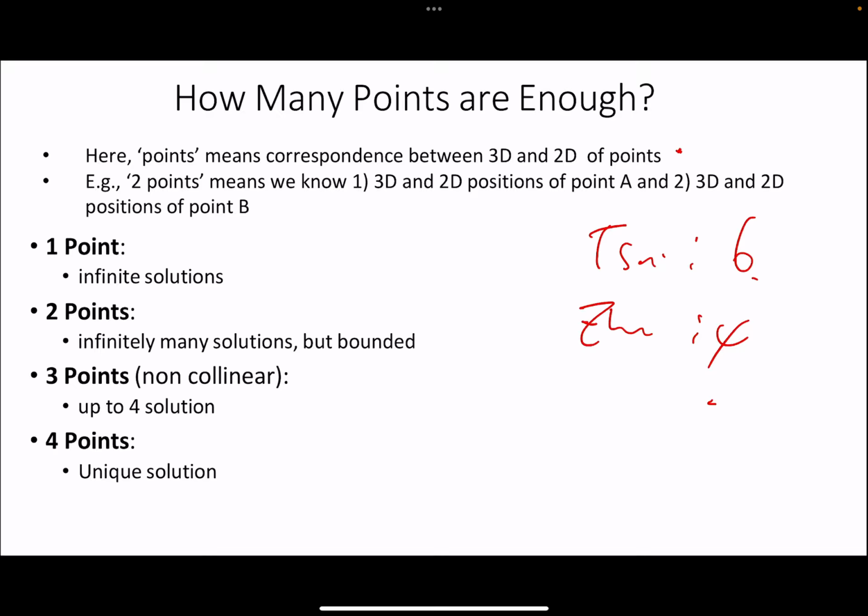For example, 2 points means we know the 3D and 2D position of a point A, and the 3D and 2D position of point B. And the conclusion is here. If we have only 1 point, there are infinite solutions. It doesn't make sense. If we have 2 points, infinitely many solutions, but bounded. If we have 3 points, assuming they are not on the same line, then we have up to 4 solutions, and with 4 points, a unique solution. So for camera localization, if we are only interested in camera extrinsic, then 4 points make a unique solution.